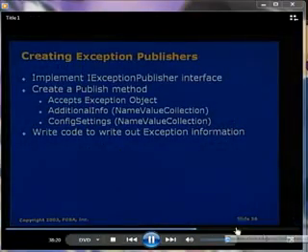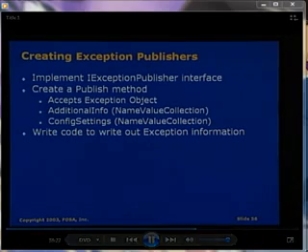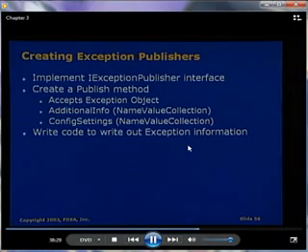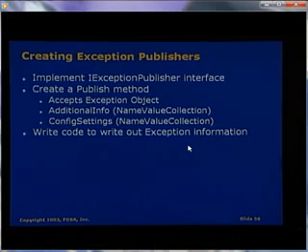What do you have to do to create a new exception publisher? What you have to do is implement an interface that they give you in one of these DLLs, and then create a publish method, because that's part of the interface, that accepts three pieces of information. One is the exception object, and then there's some additional info that you can pass in as well. It's defined as a name value collection. It's one of these specialized collections that are part of .NET. Basically a key value pair.